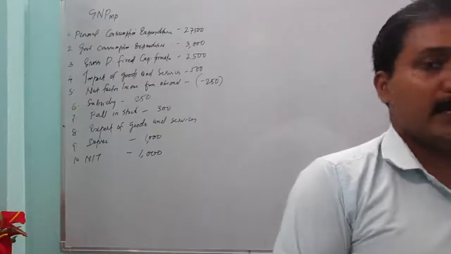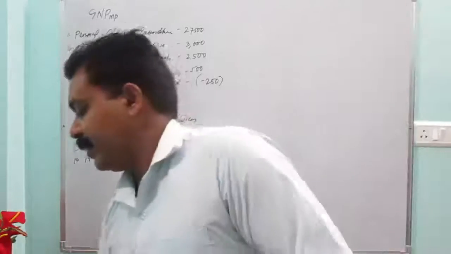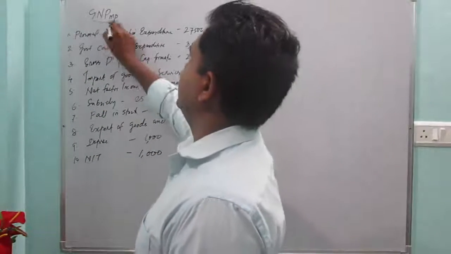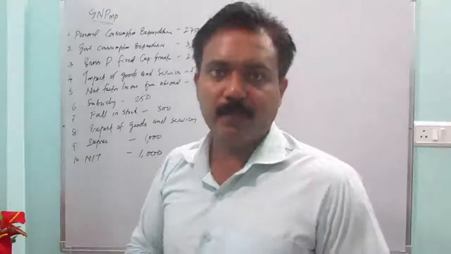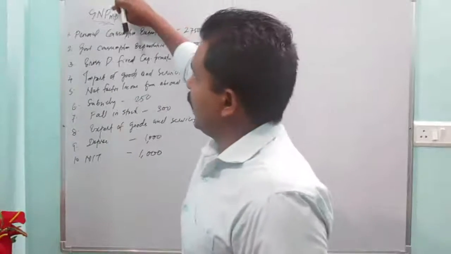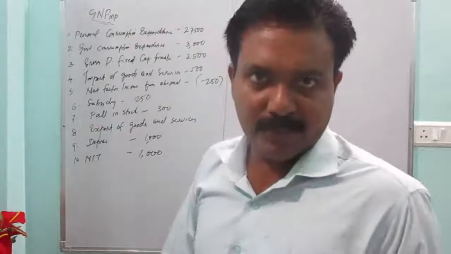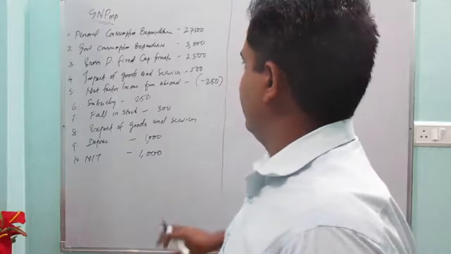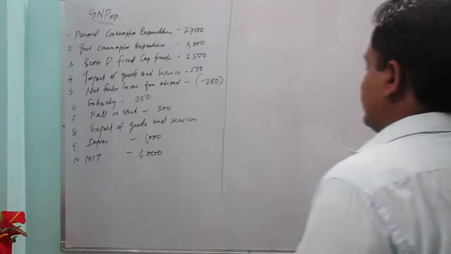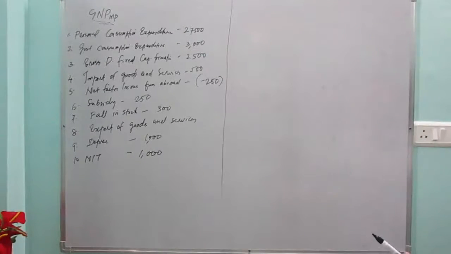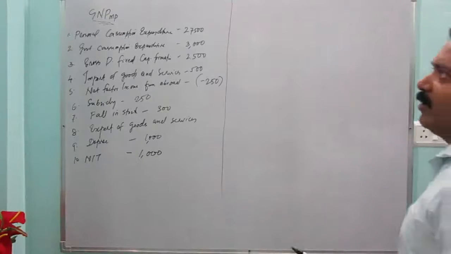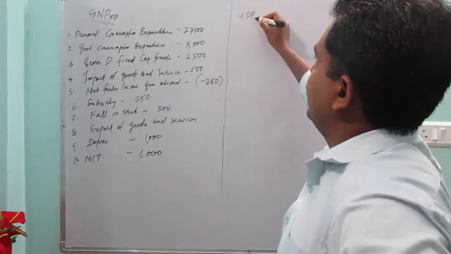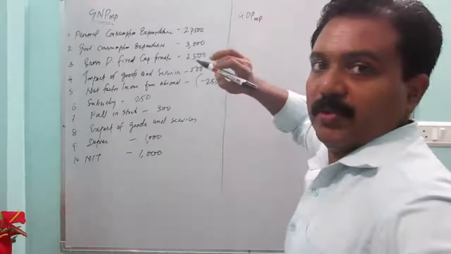Okay, these are the particulars given, and we are asked to find the GNP MP, gross national product at market price. This is what we need to find. And we know that in the expenditure method, when we do the first stage, we are going to get GDP MP first.